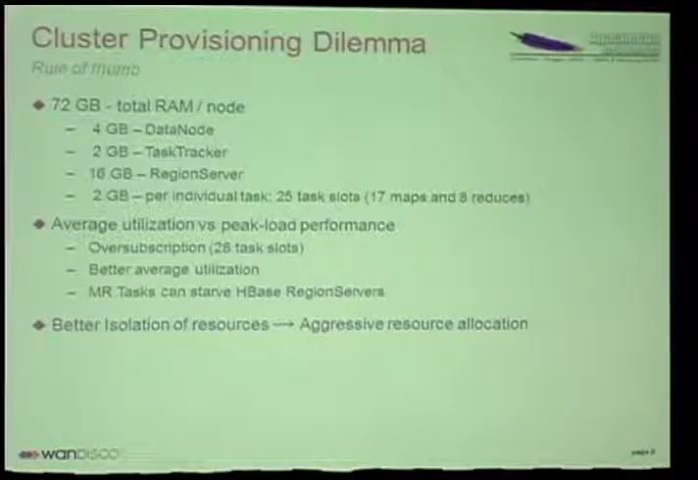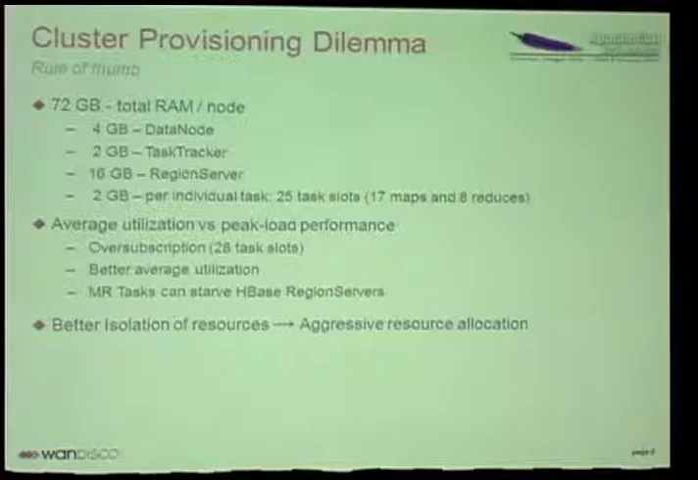explanation of that dilemma. So suppose that we have 72 gigabyte RAM per node. As a rule of thumb, don't follow this blindly, I would allocate 4 gigabyte per data node because it does a lot of transfers. I would allocate 2 gigabyte per task tracker. If you run HBase on the same cluster, then it needs a lot of memory. So I say 16 gigabytes. So I occupied how much? 22 gigabyte total. So 50 is remaining.